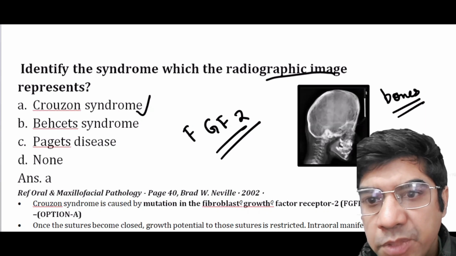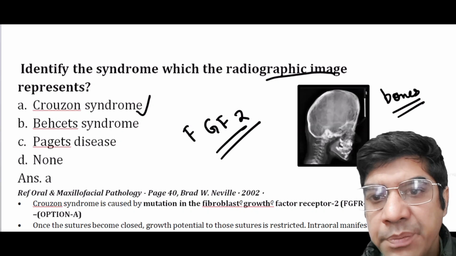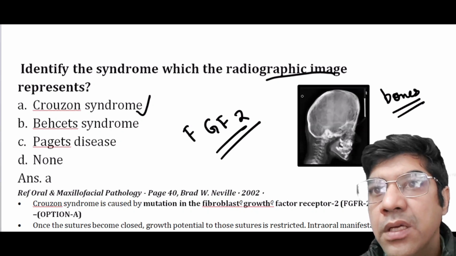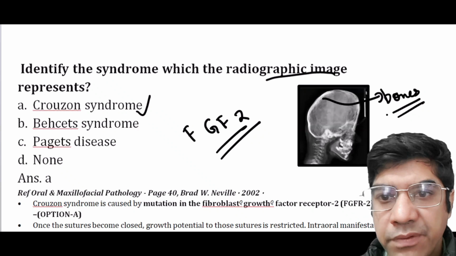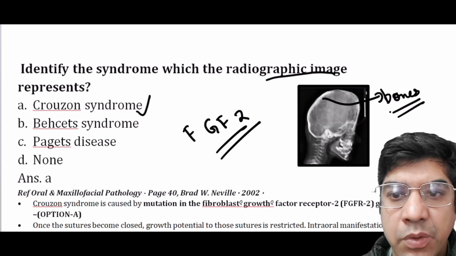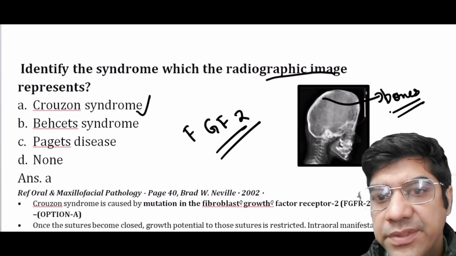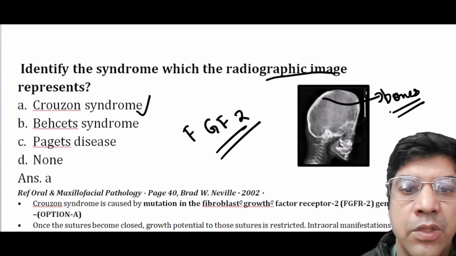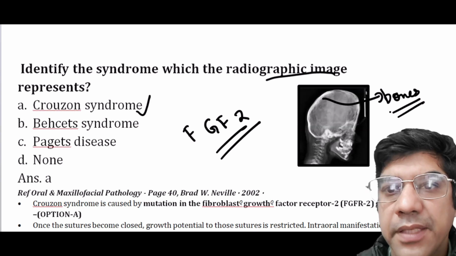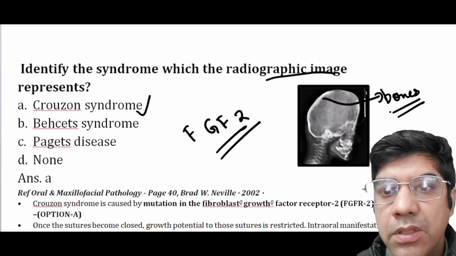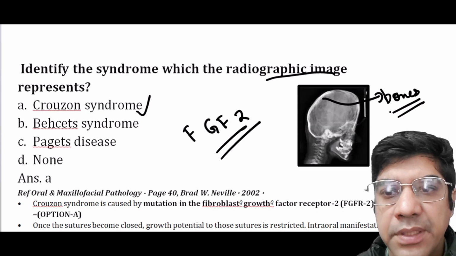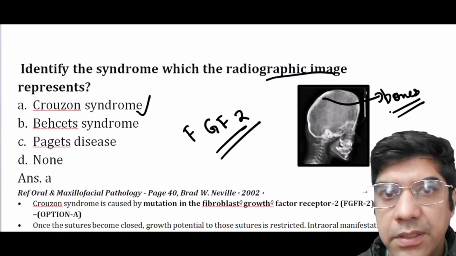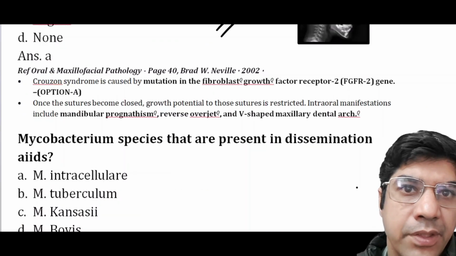So in Crouzon syndrome, on radiograph you will see premature closure of the cranial sutures, which can be identified through X-rays. Once the sutures close prematurely, that would restrict the growth potential in those areas. So in the context of the question, this radiograph image is indicative of Crouzon syndrome. Apart from that, you can see mandibular prognathism, reverse overjet, etc. So the answer is Crouzon syndrome.